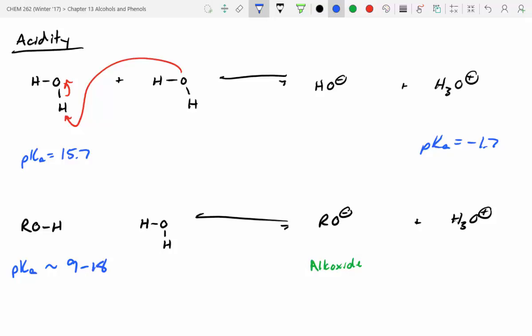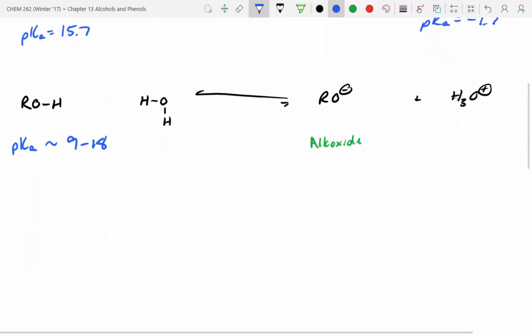Why do you think the range is so big? Depending on how many groups you have coming off. Yeah, so maybe the number of carbons coming off. What else could stabilize an alkoxide? Resonance, induction, right? So there's a lot of features we talked about first term that could stabilize the alkoxide and make the alcohol a lot more acidic.